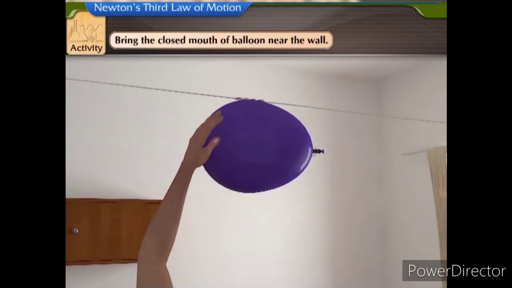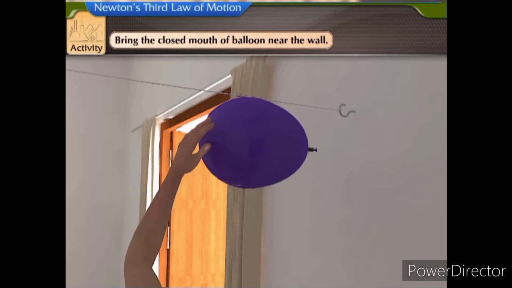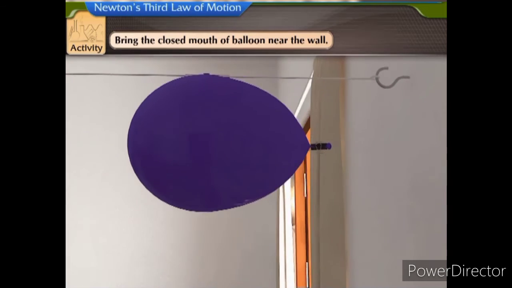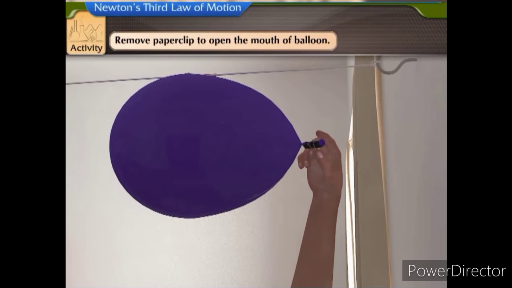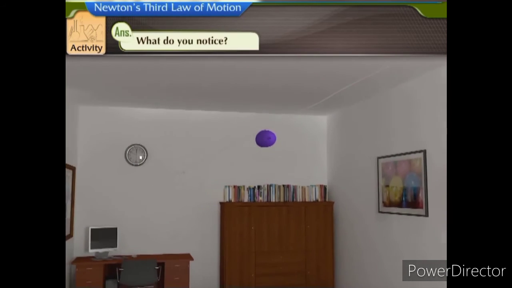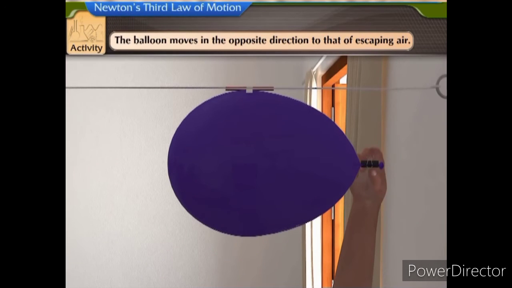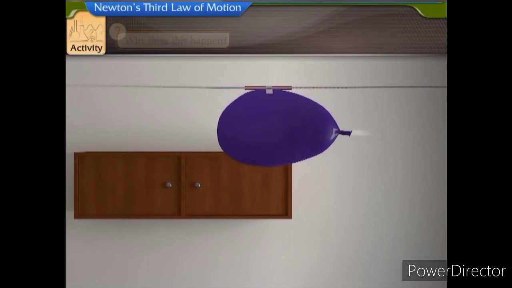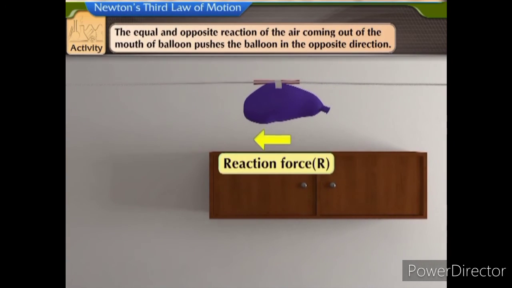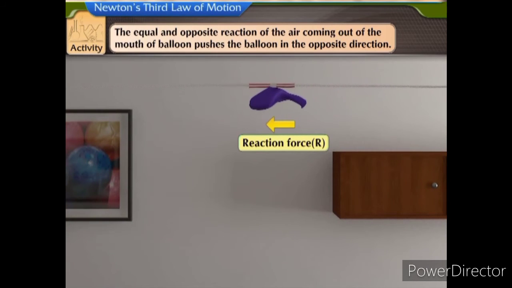Bring the closed mouth of the balloon near the wall. Now carefully remove the paper clip to open the mouth of the balloon. What do you notice? The balloon moves towards the opposite wall. That is, the balloon moves in the opposite direction to that of the escaping air. Why does this happen? Well, this happens because the equal and opposite reaction of the air coming out of the mouth of the balloon pushes the balloon in the opposite direction.